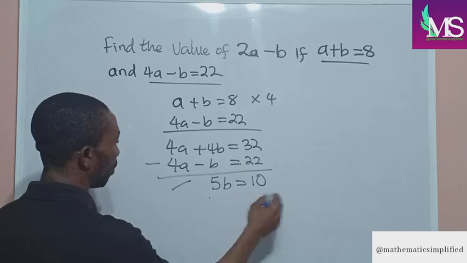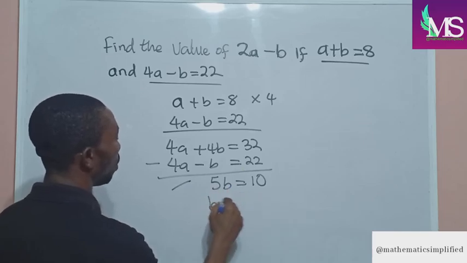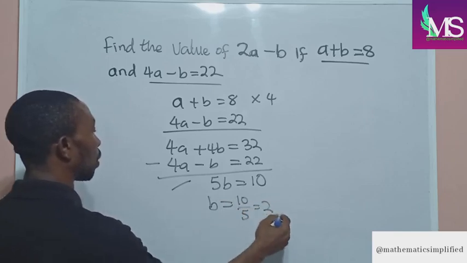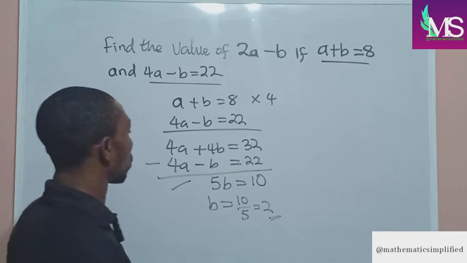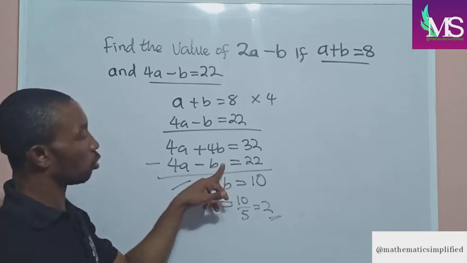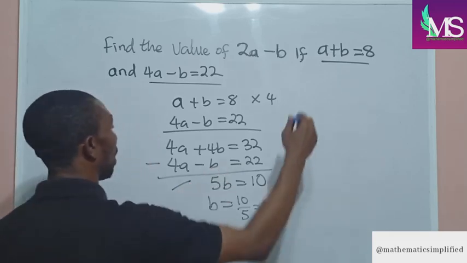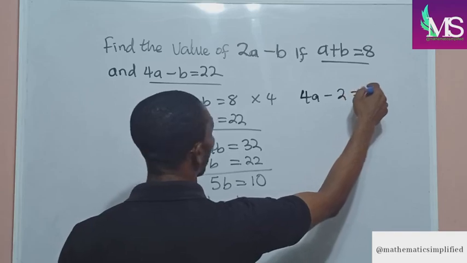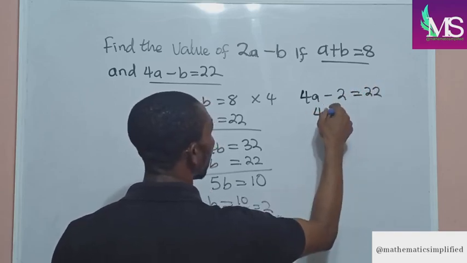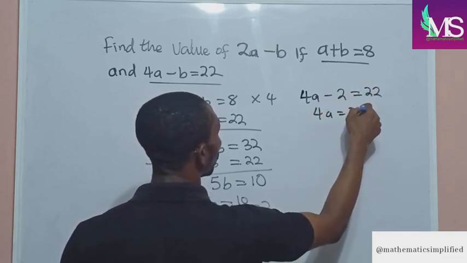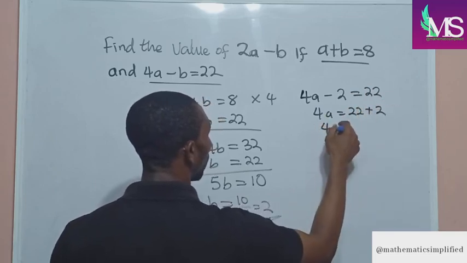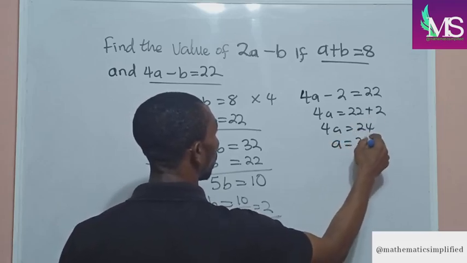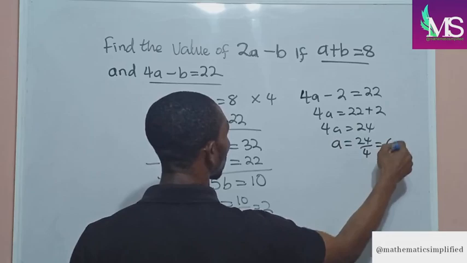So now divide both sides by 5. b equals 10 over 5, which is 2. So our value for b is 2. Now substituting b for 2 into this equation, we will now have 4a minus 2 equals 22. So 4a equals 22 plus 2. 4a equals 24. So a equals 24 over 4, which gives us 6.